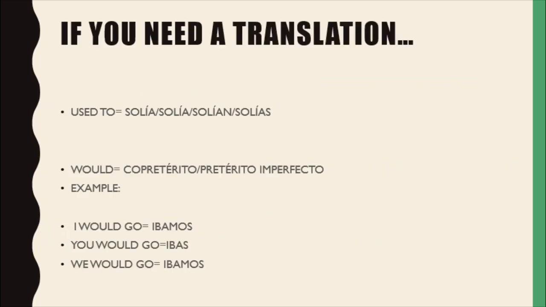Okay. If you need a translation because you are very used to translate every word or you learn easily translating words, there you have a little clue. Used to means solía, solías, solían. For example, I used to, yo solía. You used to, tú solías. Okay? And would means the copretérito or pretérito imperfecto in Spanish. For example, I would go, íbamos. You would go, ibas. Okay?